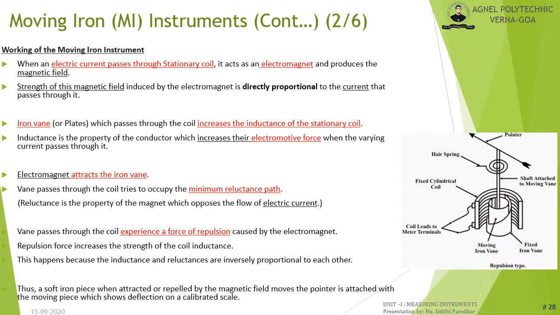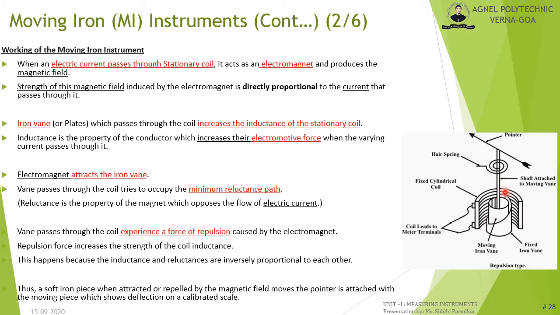Let us see the basic working of the moving iron instrument. When an electric current that is to be measured is passed through the stationary coil, it acts as an electromagnet and produces the magnetic field. The strength of this magnetic field induced by the electromagnet is directly proportional to the current that is flowing through it. Moving iron vane increases the inductance of the stationary coil, thus electromagnet attracts the iron vane.